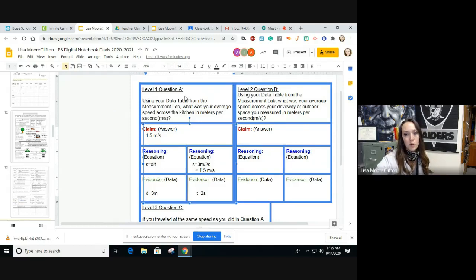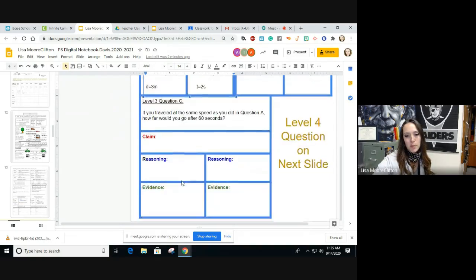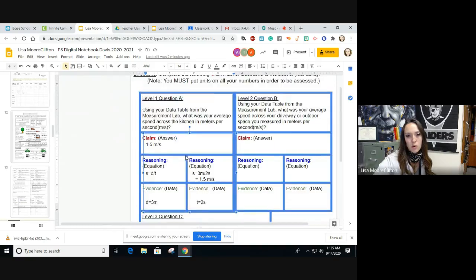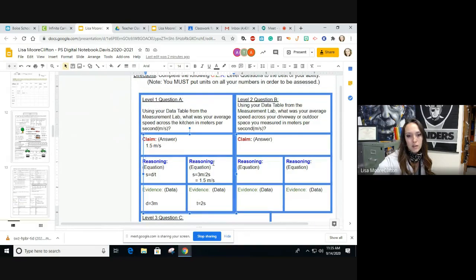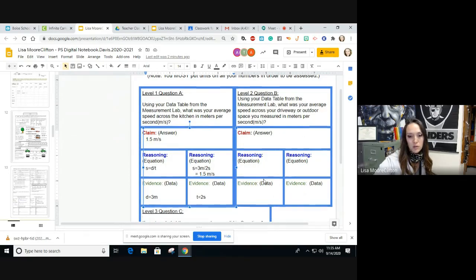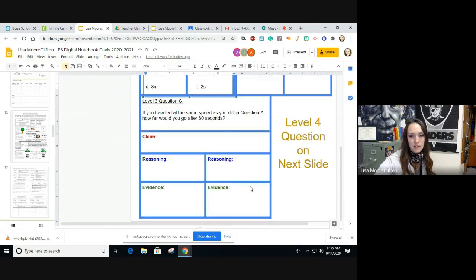So for question A. Now each of these questions moves you up the grade scale. So to get a 1, you need to have this correct with your data. To get a 2, you need to use your data and do it on your own. Level 3, you need to figure out which equation you're going to use, things like that.